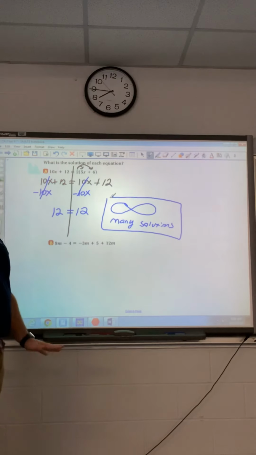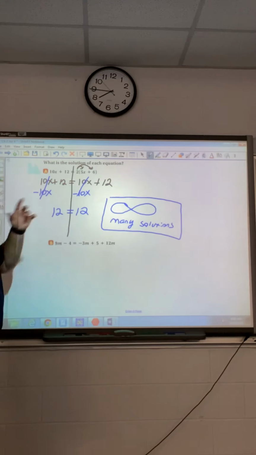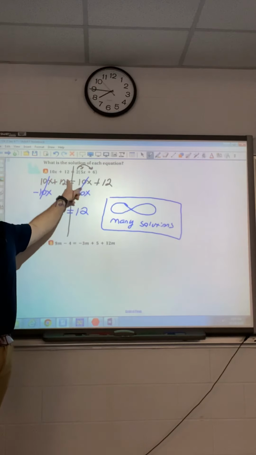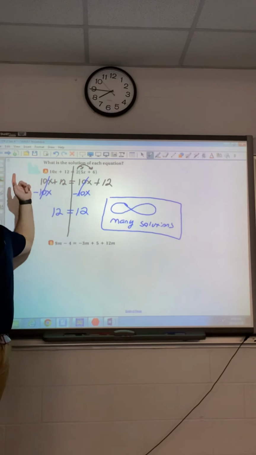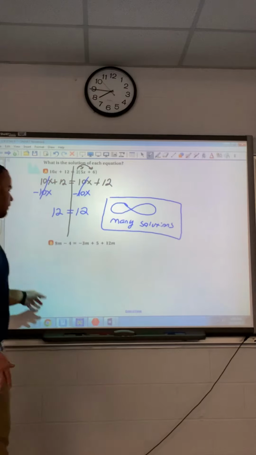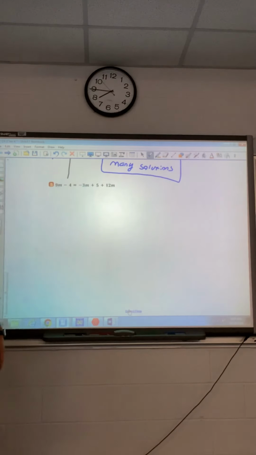Good with that? All right, now let's look at this one. So actually, whenever I got to this step right here, I probably could have stopped. I wouldn't even have had to do that last step because it equals the same thing on both sides. I could just say, okay, that's infinitely many solutions. Go ahead and write this next one down for me, please. This one might be a little different.